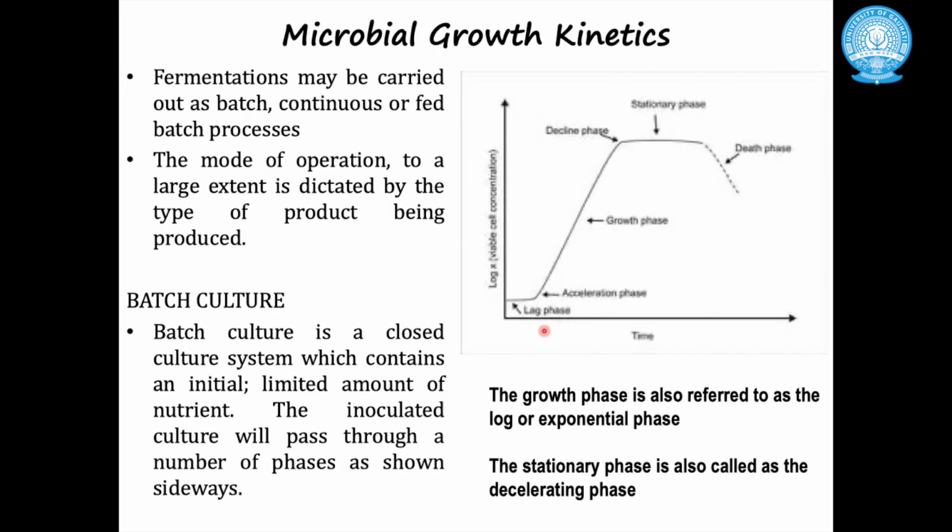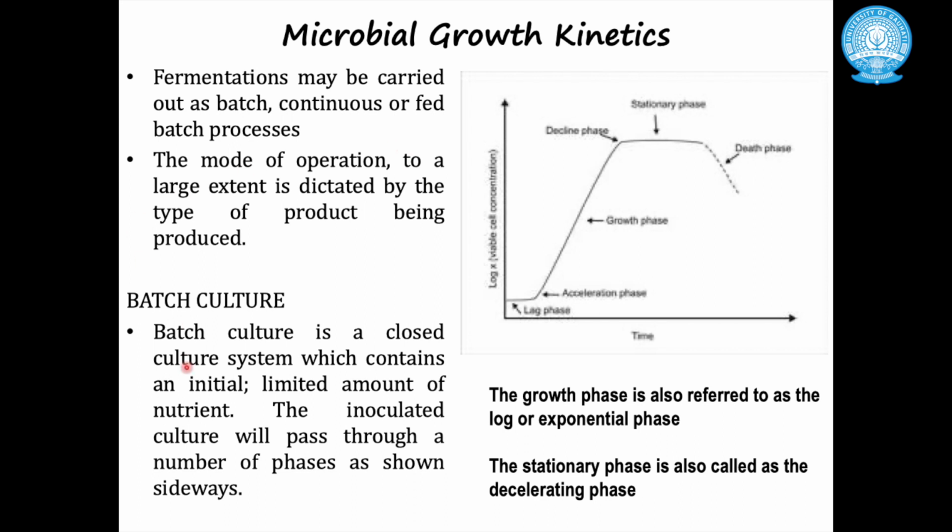We'll now go to process control and optimization of fermentation parameters. Amongst which the most important is the microbial growth kinetics. Let me tell you that fermentations may be carried out as batch, continuous or fed batch processes, and the mode of operation to a large extent is dictated by the type of product being produced. So what kind of product you are going for will depend on what kind of fermentation you need to go for, like batch, continuous or fed batch.